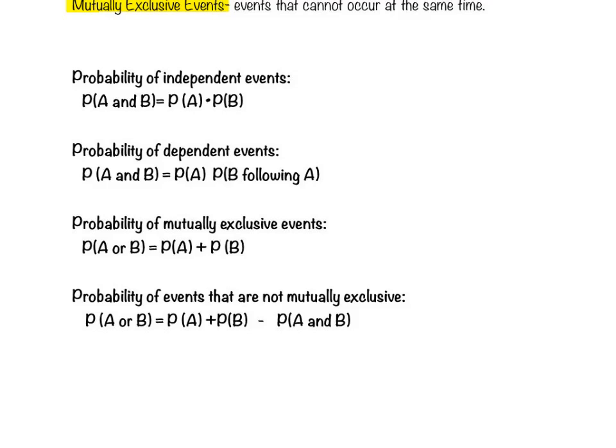If they are mutually exclusive events, the probability of A or B happening, you would take the probability of A plus the probability of B. And if they're not mutually exclusive, and you have the probability of A or B happening, you find the probability of A plus the probability of B, and you subtract out the probability of A and B. Pause the video, get that all down in your notes, and let's go ahead and do some examples.